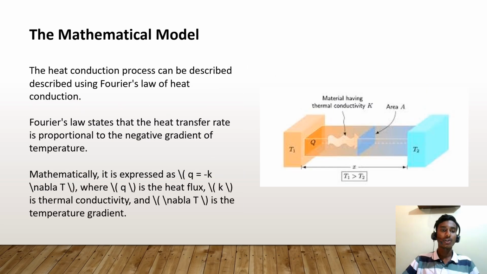The mathematical model. The heat conduction process can be described using Fourier's law of heat conduction. This law states that the heat transfer rate is proportional to the negative gradient of temperature. Mathematically, it is expressed as Q = -K ∇T, where Q is the heat flux, K is thermal conductivity, and ∇T is the temperature gradient.